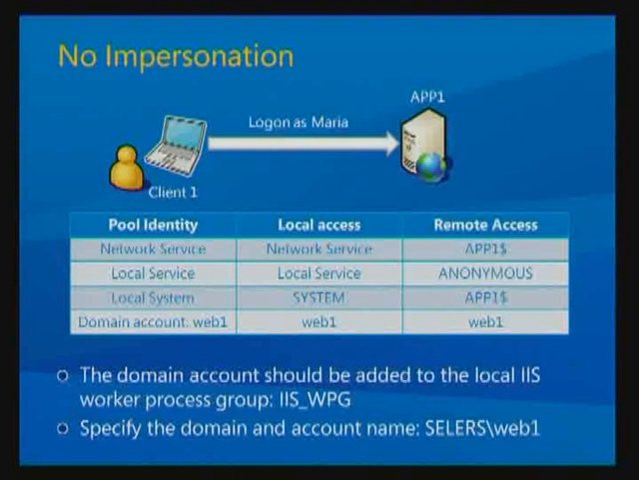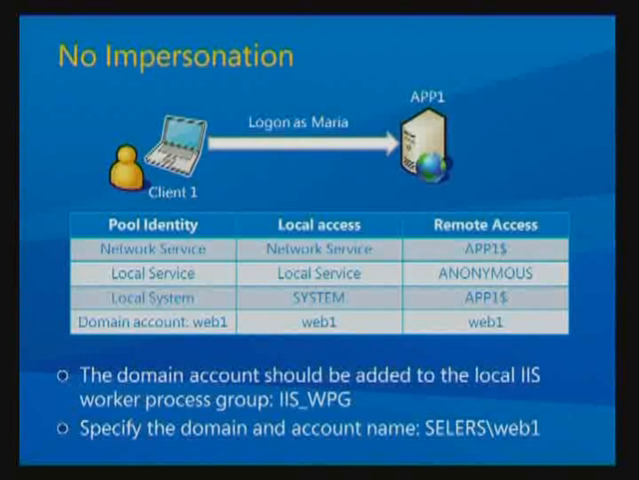Okay, so when you create and run under a different account identity, what we must do is make sure that account is a member of the IIS WPG group, which is the worker process group. If you're specifying the account to run under a different identity, make sure you specify the domain and also the name of the account. So Web 1 is an account, just a straightforward user account. I created the directory, and I need to specify that when I run my pool under that identity.